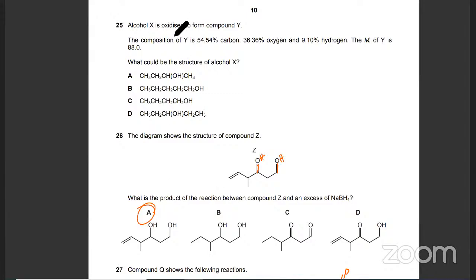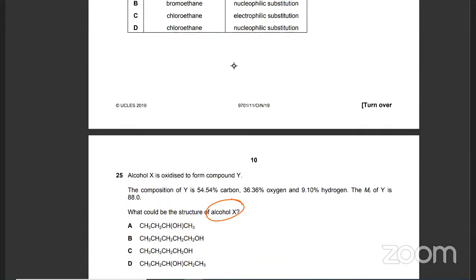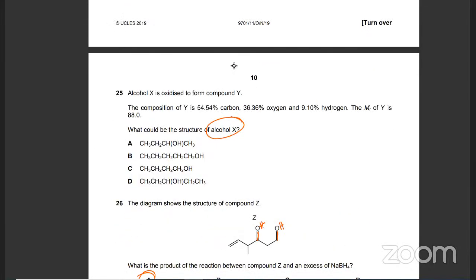The other one is compound Y, which is 55, 36, 9.1. The Mr of Y is 88. What would be the structure of the alcohol? So remember, it's an alcohol to begin with. I'm pretty sure you can do this, right? So we do the empirical formula. All you have to do is divide by 12, divide by 16, divide by 1. Can you quickly give me the values? This is going to be 9.1.